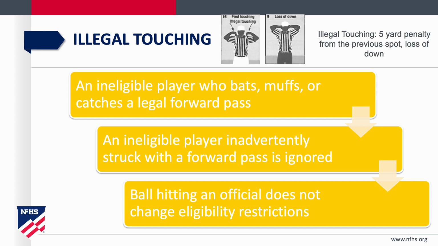Illegal touching is a 5-yard penalty and includes a loss of down. Since this is a loose ball play and the end of the related run must take place in or behind the neutral zone, this penalty's basic spot is the previous spot and should be enforced from there. In all cases, the forward pass must be legal in order for illegal touching to take place.